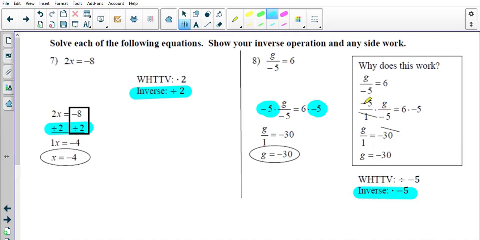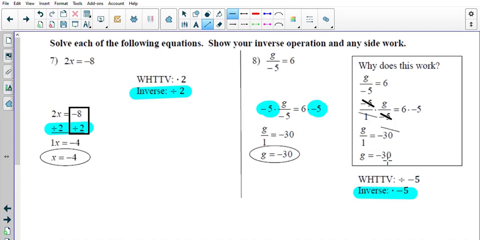And what will happen here, my lines here that cross these off seem to have gotten misaligned. I don't know if it's like that on the paper. That happens sometimes. But these guys will actually cancel out, and you'll be left with g over 1, or just g, since g divided by 1 is g. And then you'll have 6 times negative 5 on the right-hand side to get your solution.